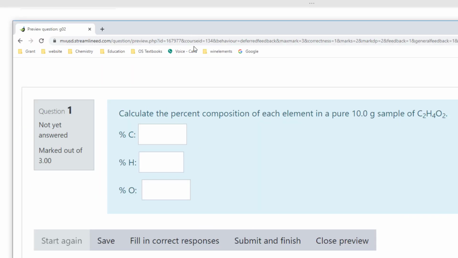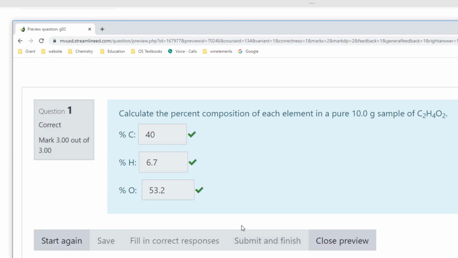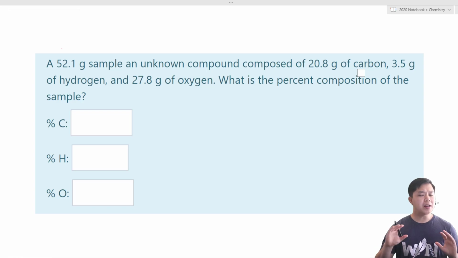Now let's go and check our answer. Again, carbon is 40%, hydrogen is 6.7%, and then lastly we have this right here, 53.2%. And then we are going to check. And there you go. Let's try another example problem.